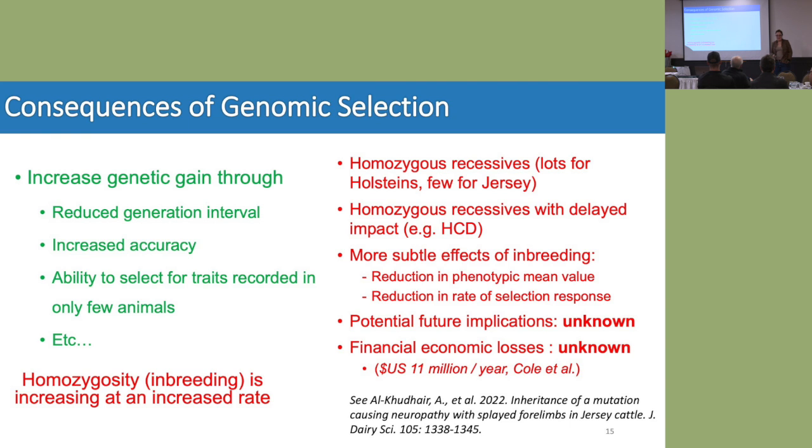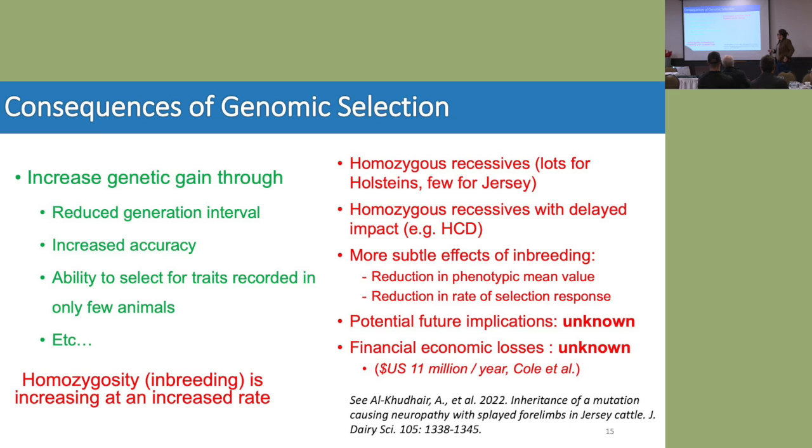Homozygosity is increasing at an increased rate. Homozygosity, just imagine it to be inbreeding. That means that two of those chromosomes that you get, one from your father and one from your mother, are the same at a certain spot. That's homozygosity. What is so bad about this?